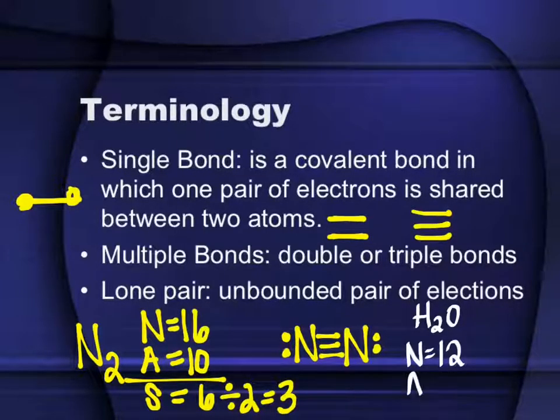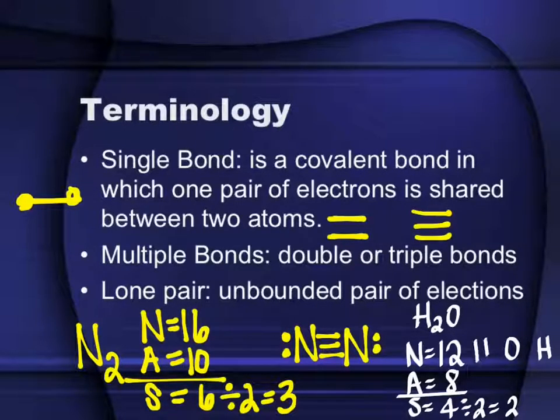How many are available? How many valence electrons for oxygen? 6. How many for each hydrogen? 1. So total of, so how many are being shared? 4 divided by 2 gives me 2 bonds. Who's in the middle? Oxygen. Hydrogen can never be in the middle.